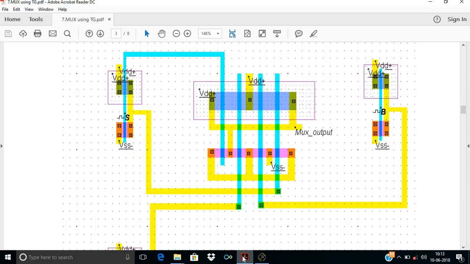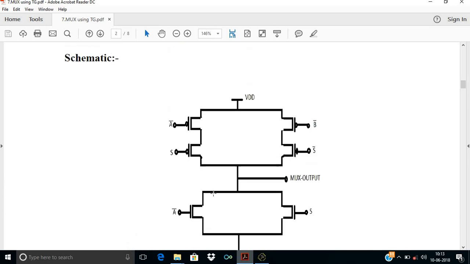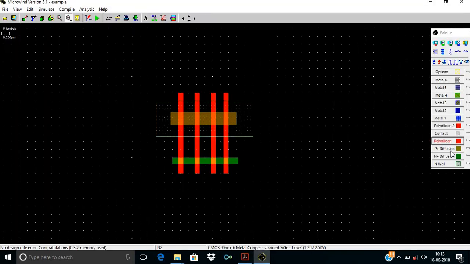Now, after drawing this, the A bar and B bar sources are connected to VDD, and the S and S bar drains are shorted together toward the output. These are internally connected, meaning the A bar drain is shorted to the source of S, and the B bar drain is shorted to the source of S bar. We will make this connection this way. We will take the metal, and the A bar and B bar sources are connected to VDD.